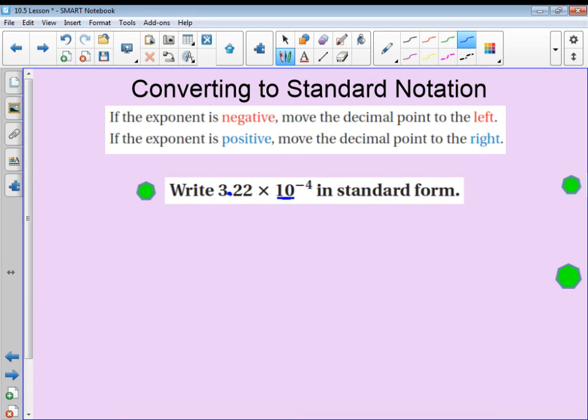So here's how we remember. If you think of a number line, and here's 0, your positives are to the right, your negatives are to the left. That's what this is referencing. If the exponent is negative, we're going to move our decimal to the left. We're going to make it a smaller number. If you think in terms of a bank account, if you go negative, that's a bad thing. It becomes a smaller amount. And if it's a positive exponent, we're going to go to the right and make it a bigger number.